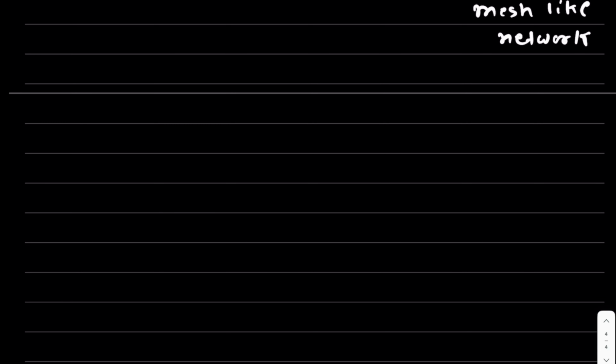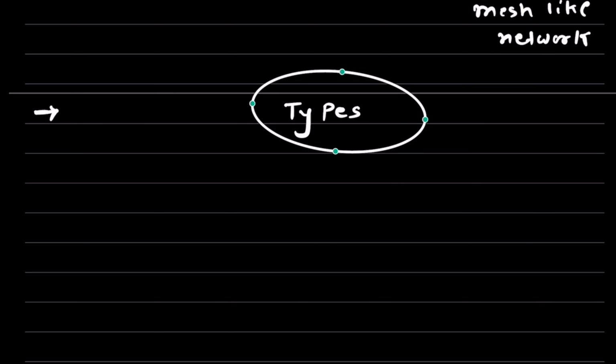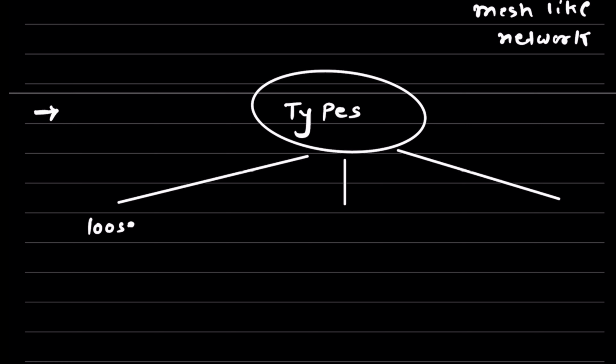Now, different types of connective tissue present in our body. The types of connective tissue: first one is called loose connective tissue, second one is called dense connective tissue, and third one is called specialized connective tissue.